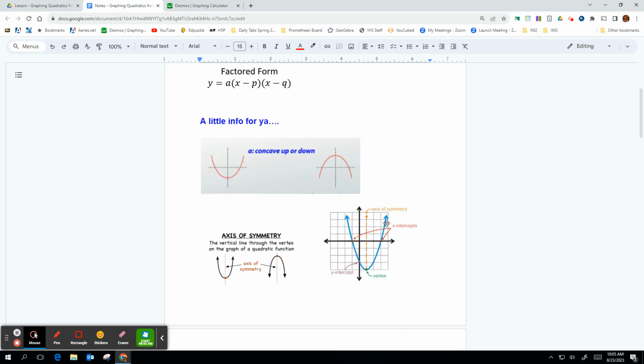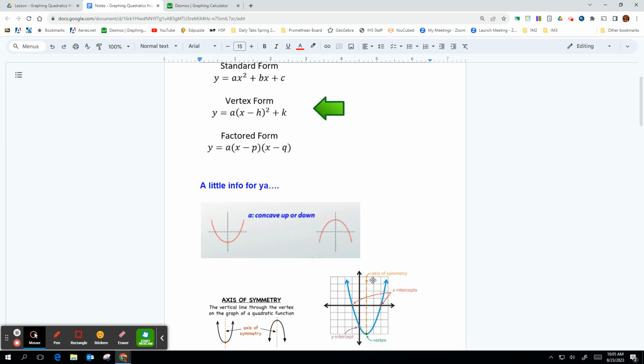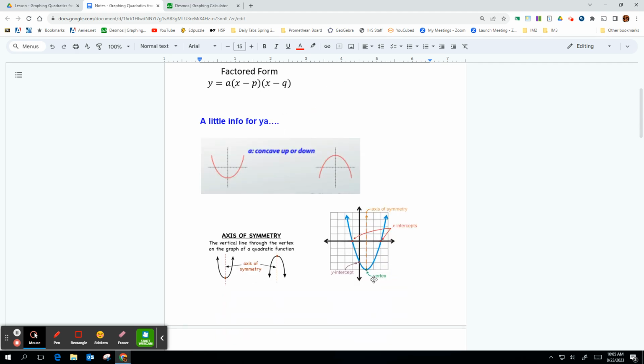So this is the same info we had before, just to remind you. It can be concave up or concave down. The axis of symmetry goes down the middle. Vertex might come up more here because we're talking about vertex form. You have the x-intercepts, the y-intercept. Obviously the same characteristics we had in the last video because it's still quadratics. So nothing about the parabola changes.